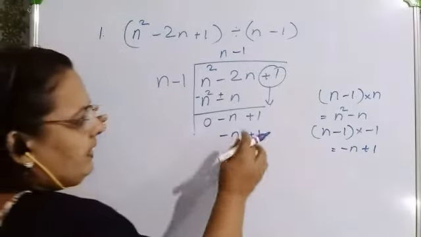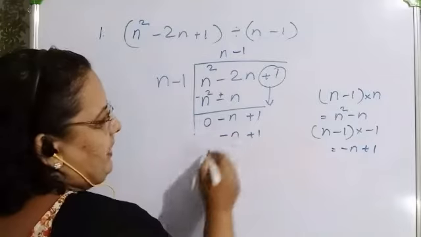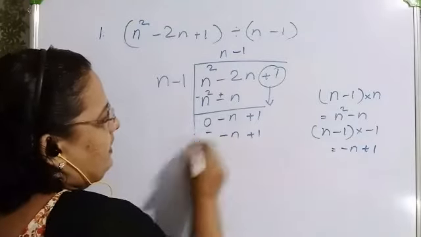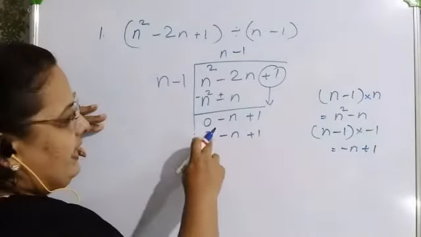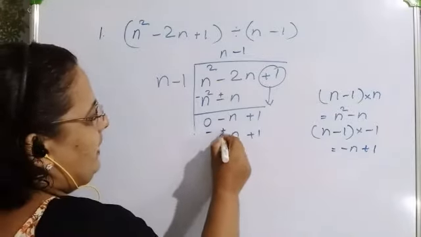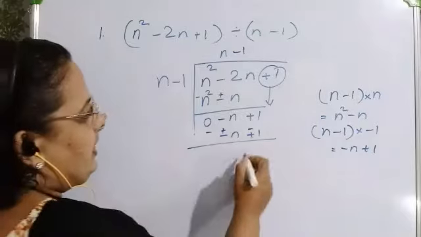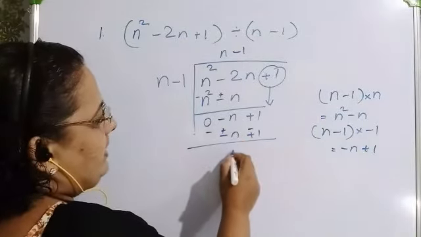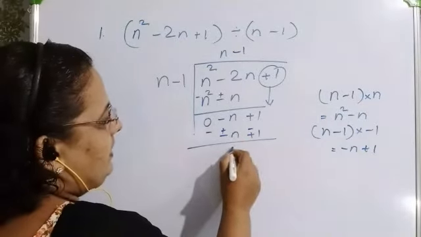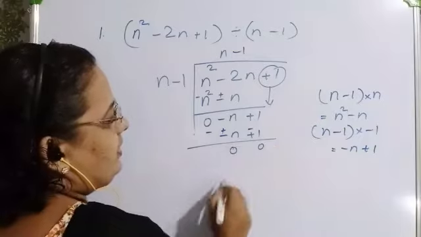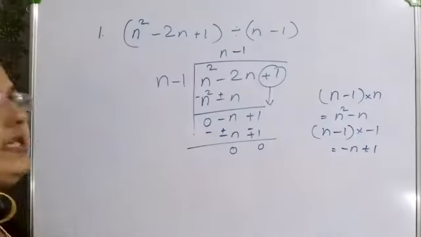Now this whole thing has to be subtracted. So I have written this minus sign here. What will this become? This becomes plus and this becomes minus. When you subtract, n plus n minus n plus n means it is 0. Here also it is 0. So you are getting the remainder as 0.